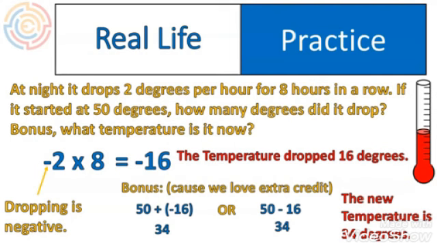So that's a little bit of real life practice. Temperature is definitely a place where you see these positive and negative numbers. You can get an opportunity to practice with them. Also, game playing, if you're collecting points in your hand, would be a great example as well. So hopefully those 2 examples were helpful.